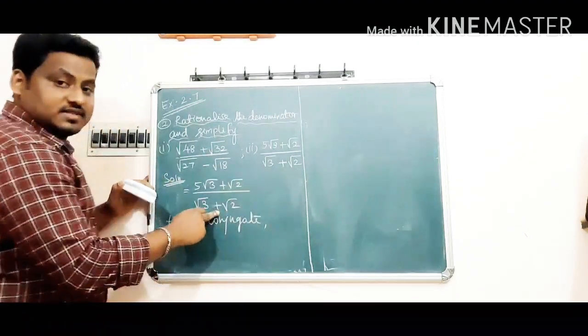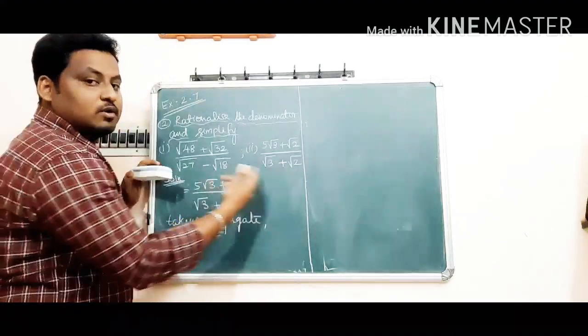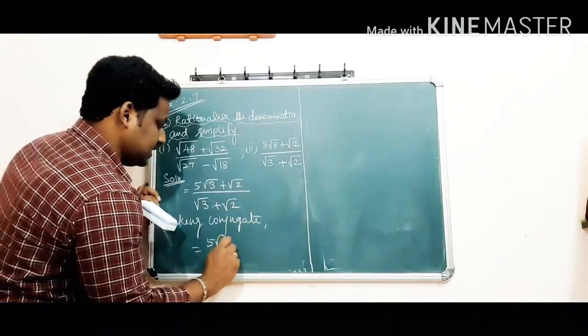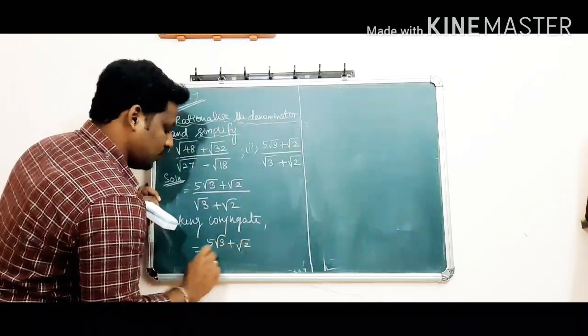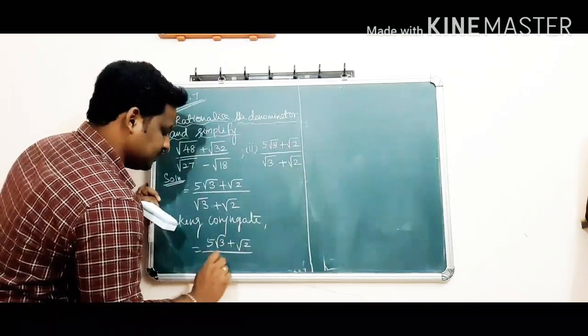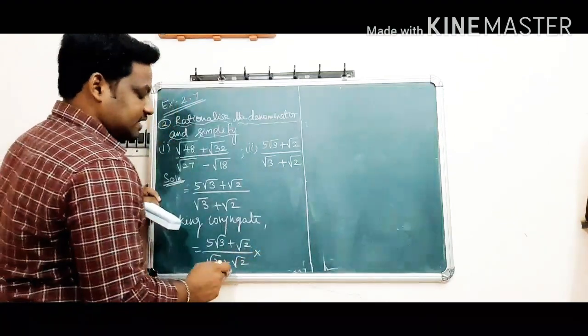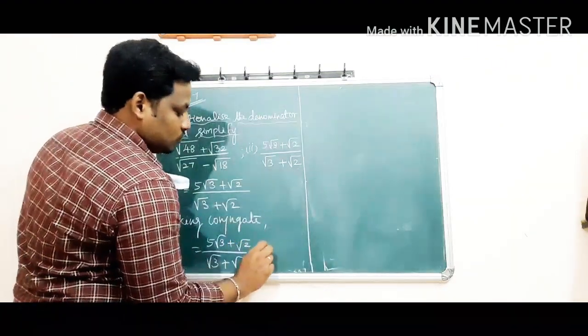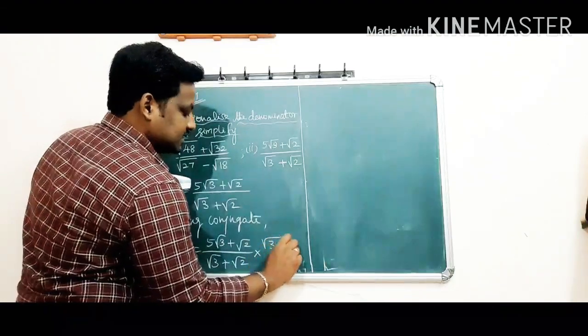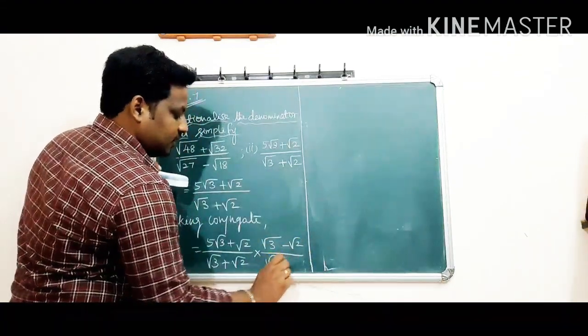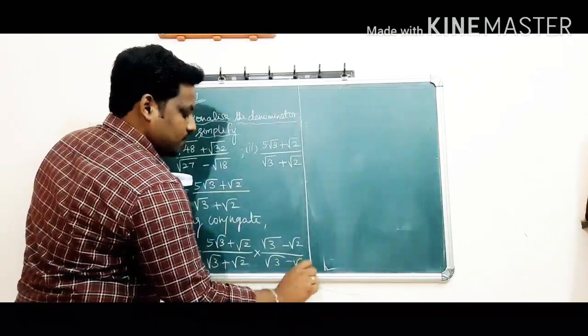So here what is the given sign? Plus. So you have to multiply with minus root 2. That is 5 root 3 plus root 2, the whole divided by root 3 plus root 2. Conjugate value: what is the conjugate of root 3 plus root 2? Root 3 minus root 2. Multiply both numerator and denominator by root 3 minus root 2.